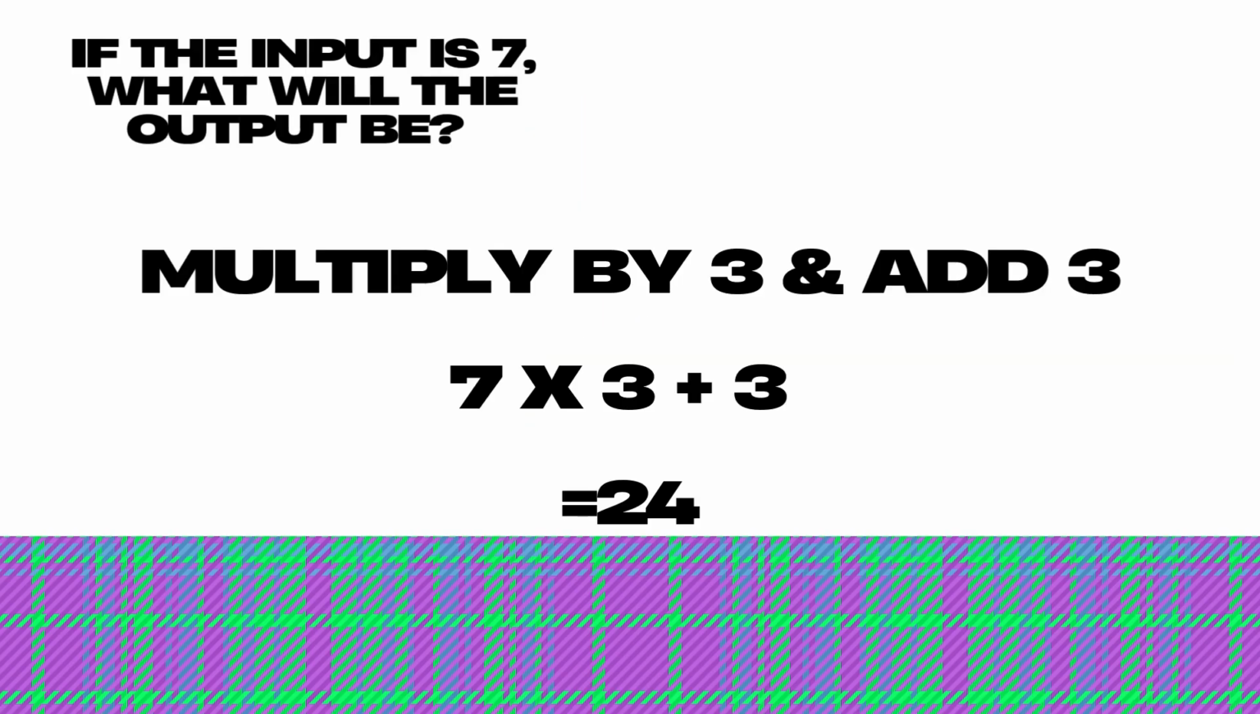Okay, let's get to the answer. If you said that it would be 24 for the output, you are correct. If the input is 7, our output will be 24. 7 multiplied by 3 is 21, plus 3 more equals 24.